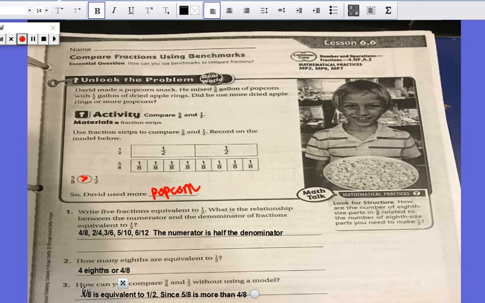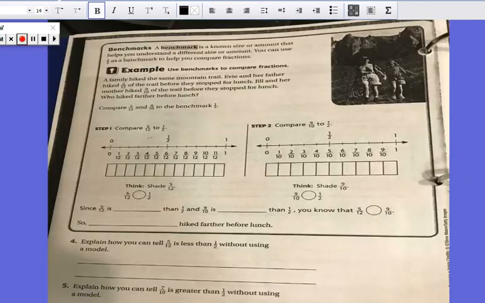That's the benchmark that we're running into, or that you're going to hear, just things that you know off the top of your head. You can always go to it. You always know what a half of something looks like, and you always know that 4/8 is the same as a half. You just get to know that by working with those numbers. We're talking about benchmarks. A benchmark is a known size or amount that helps you understand a different size or amount. You can use 1/2 as a benchmark to help you compare fractions.